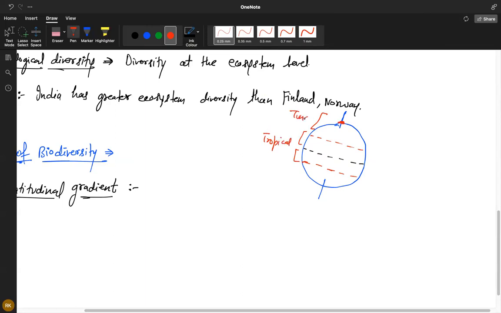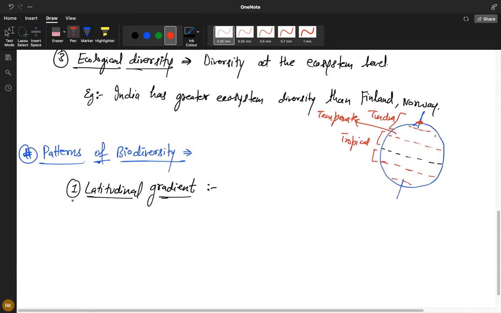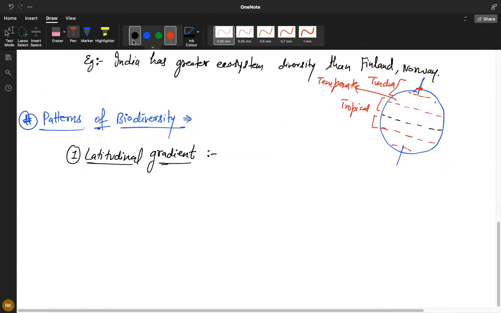Tropical, tundra. And in between is the, sorry, there will also be a line here. In between is the temperate region. Now, how this latitudinal gradient works is that you will find that the diversity of plants and animals is not uniform, as I said, on the planet, but is higher, or it's more, in the tropical region. So this is the first point, right?